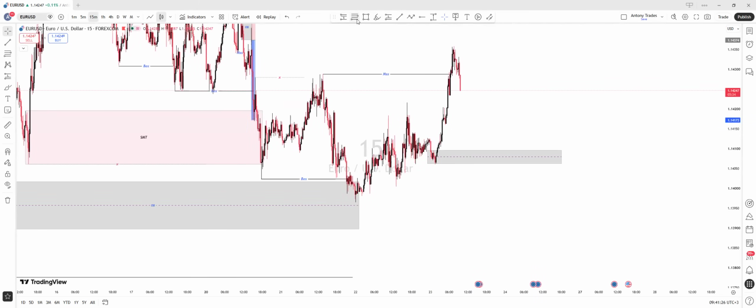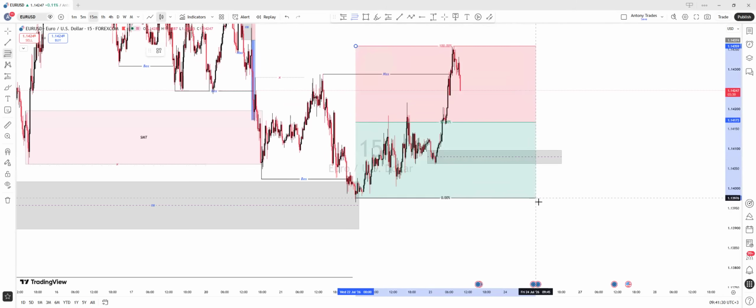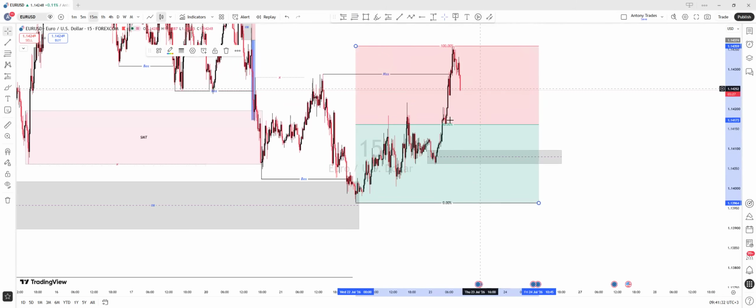Okay, as usual, you know our drill. We put our fib from the high to the low. So what do you do after doing this? We wait for the market to come to the discount or the 50% of our dealing range, and then we look for a buying opportunity from that zone.